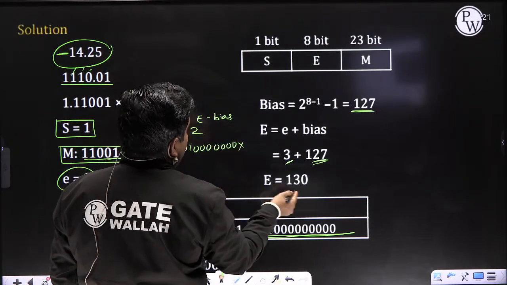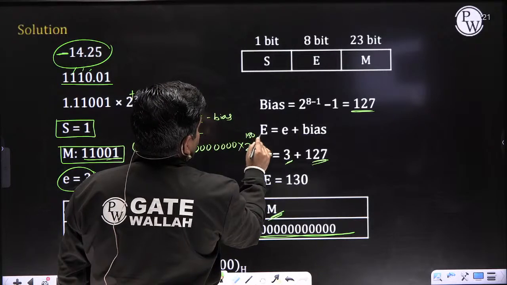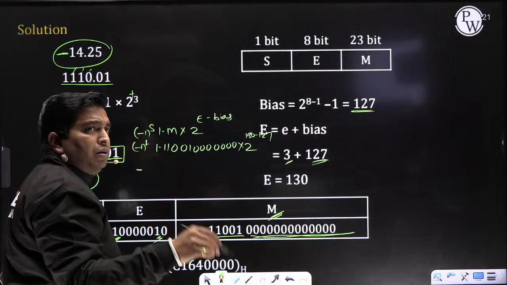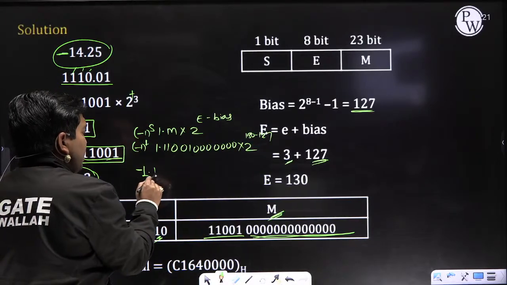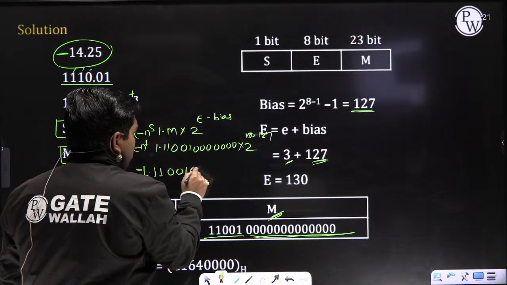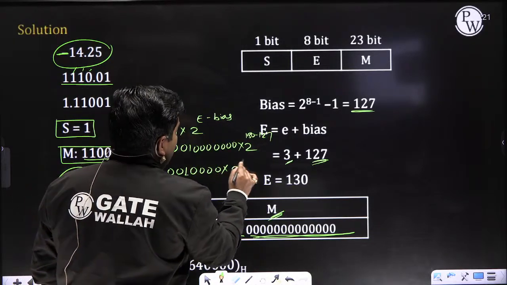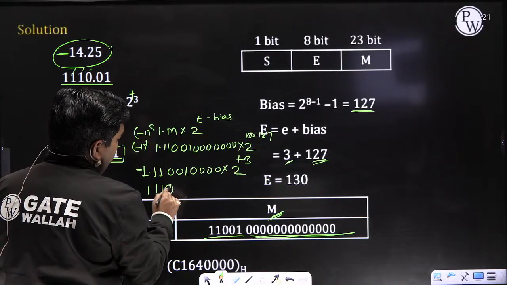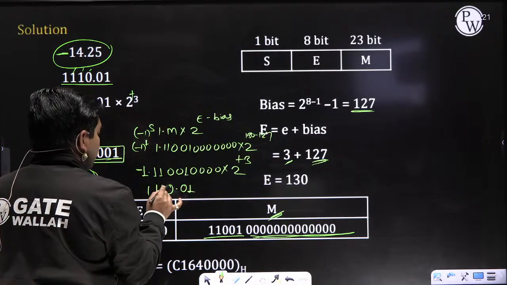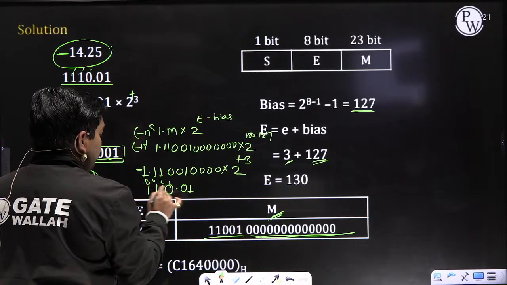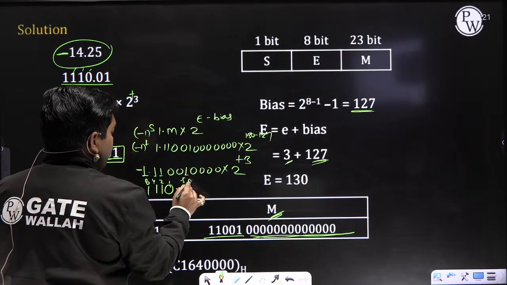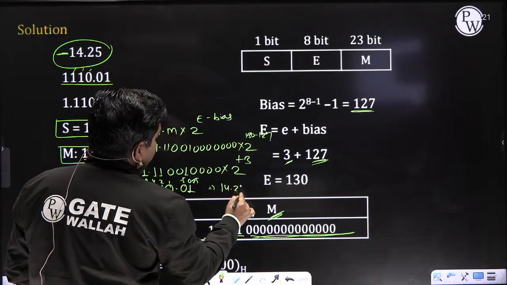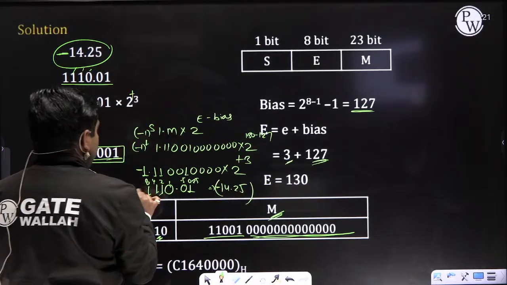2 की power capital E is what? 130, bias is 127. So minus 1.11001000 2 की power plus 3. Mean to say you have to shift 3 bits. 110.01. So how much you are getting? 8 4 2 1 . 5 .25. 14.25 negative, because MSB is 1, my dear.